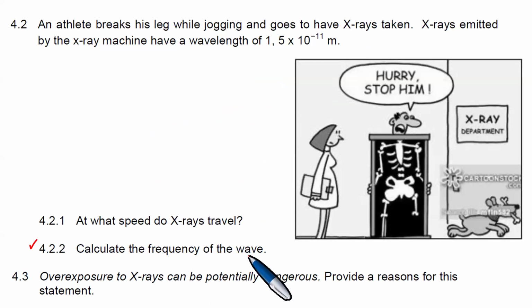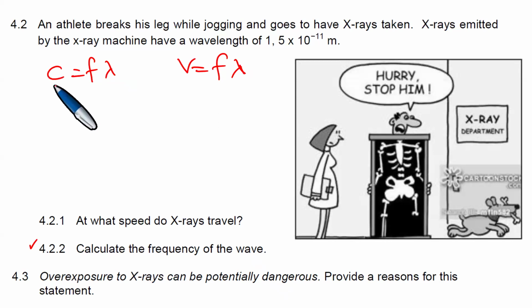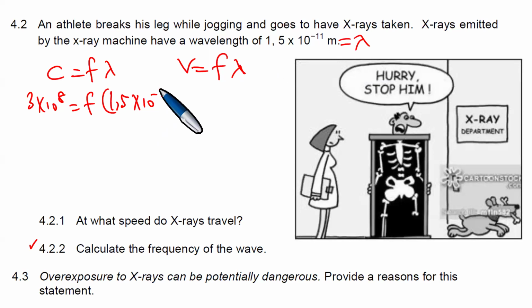Calculate the frequency of the wave. So now we want to calculate the frequency of the wave. So we're going to use the formula. We said that v equals f lambda, where v is speed. For the speed of light, v is replaced by c. And then c, we know that is 3 times 10 to the 8th power. And then this frequency is what? We want the frequency, but you already know the wavelength is 1,5 times 10 to the minus 11.